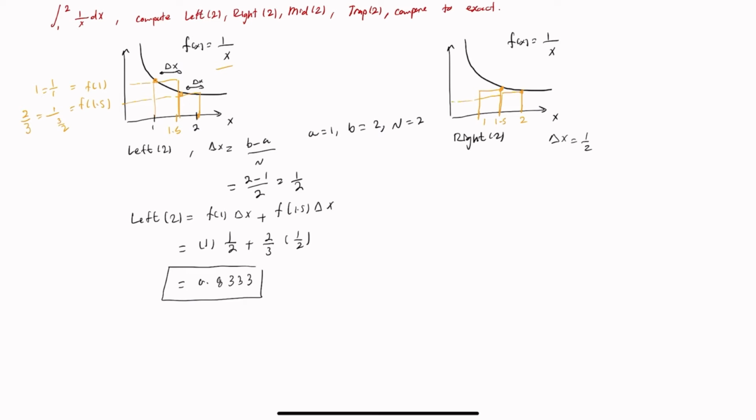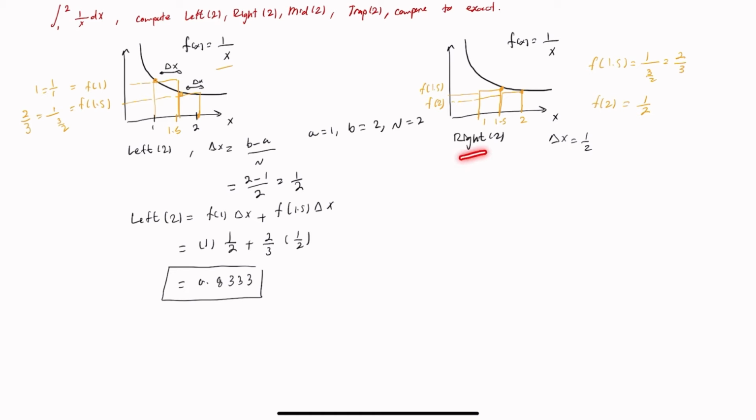Note this point in here is going to be equal to f of 2, and this point in here is going to be equal to f of 1.5. So again, f of 1.5 is going to be equal to 1 over x, which is 1 over 1.5, which can be written as 1 over 3 over 2, which is 2 over 3. And then we have f of 2, so we're going to have 1 over 2.